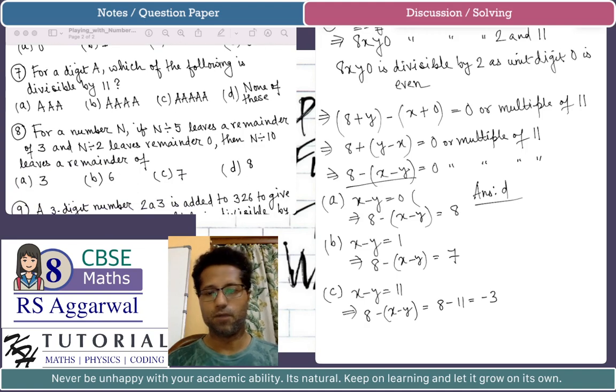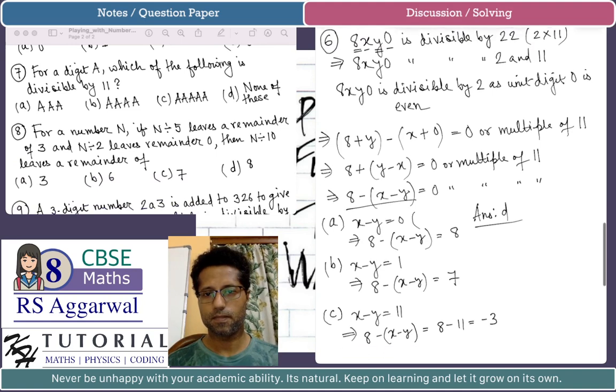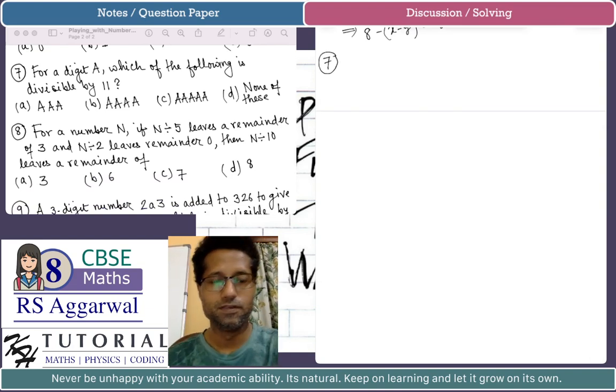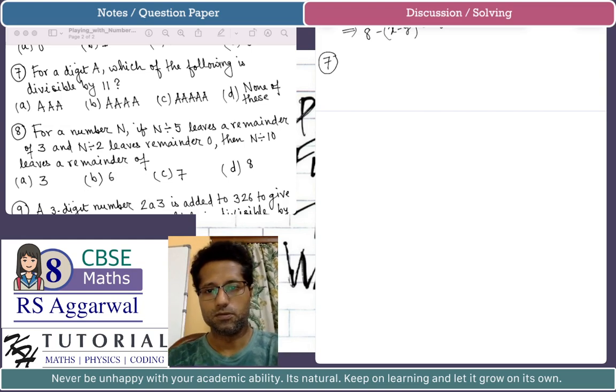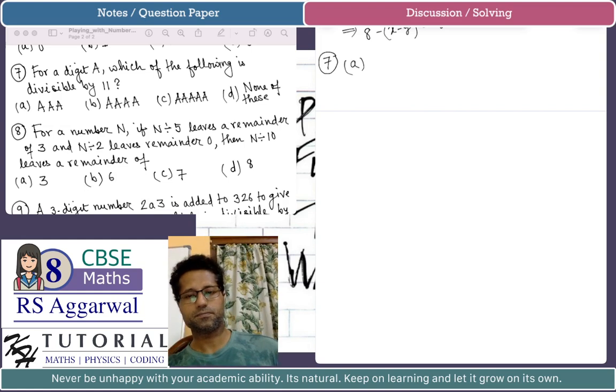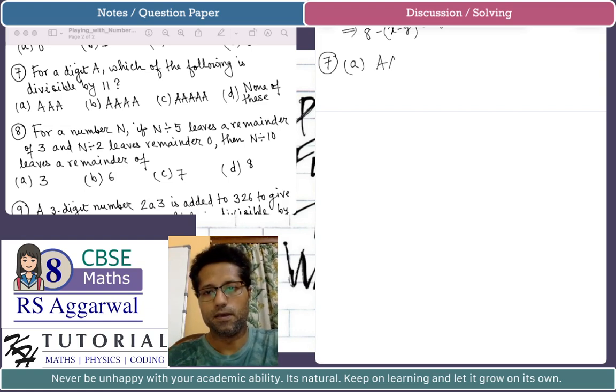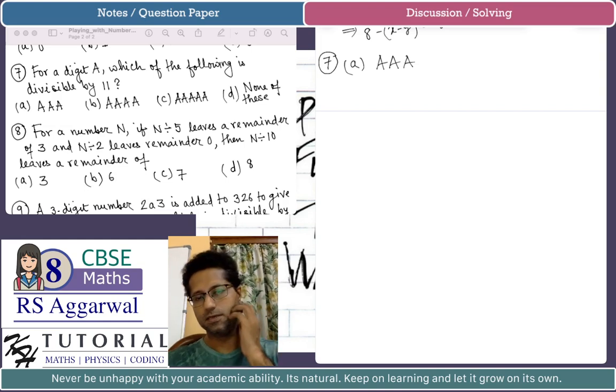let's solve problem number 7. For a digit A, which of the following is divisible by 11? Okay, so we have to check all the choices and see in which choice the number given is divisible by 11. Now we know the rule of divisibility by 11. So let's say this is the number AAA. The number given in choice A is AAA.